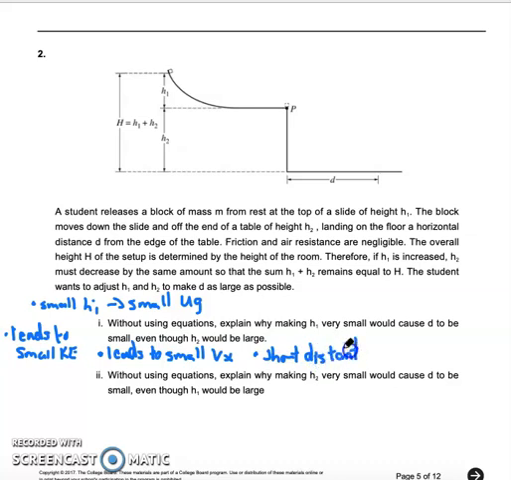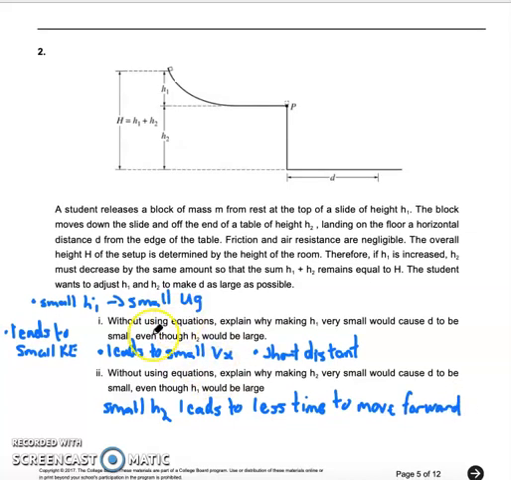Okay, you can't use an equation there, but conceptually you can say the slower it's going, it's not going to go as far. In part 2, they have a big drop, but a small height from which to fall. So here they want to look at a smaller h2. So what you would want to say there is a small h2 leads to less time to move forward. Okay, and less time to move forward means less distance forward.